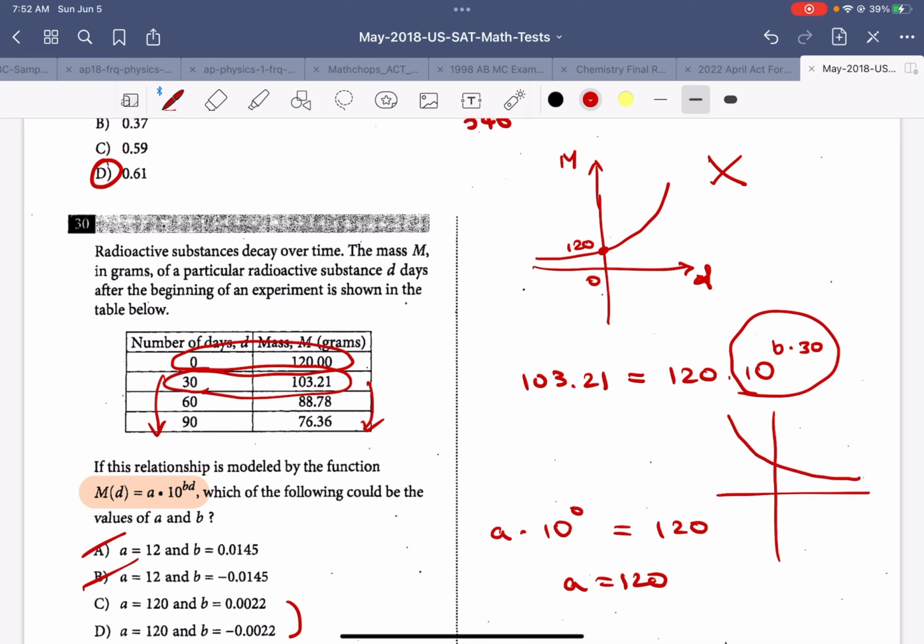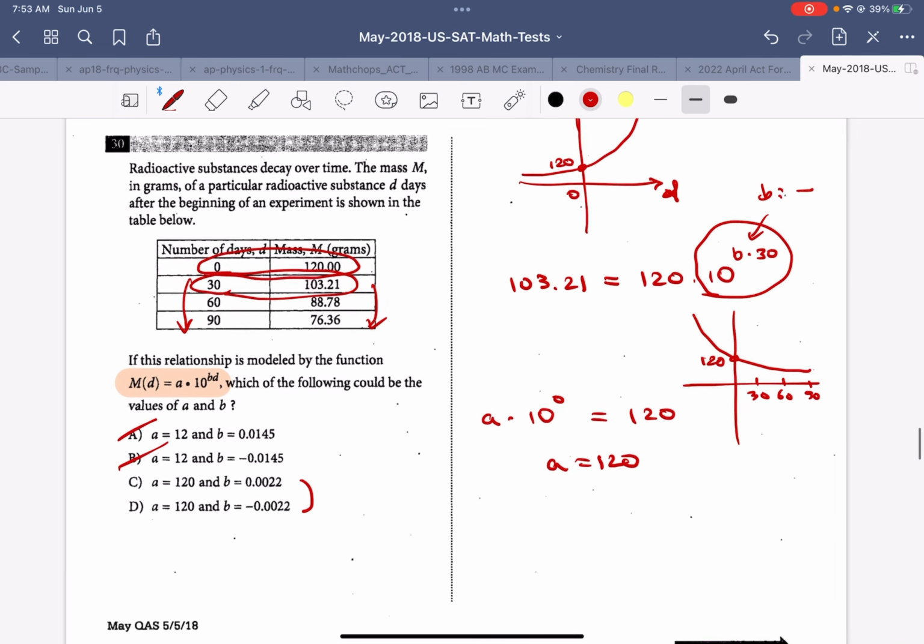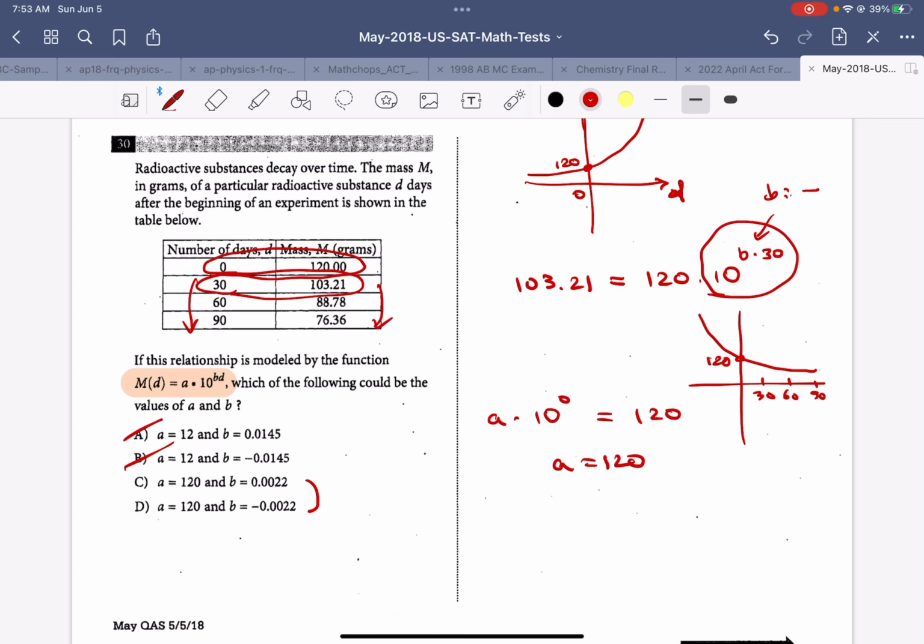So it should be like this, right? Initially it was 120, and then as D increases, like 30, 60, 90, the value decreases, going down. So going down means your p value has to be negative. The reason why p value has to be negative, think about it this way: 120 times 10 to the p, let's say, just for my convenience, is -1.